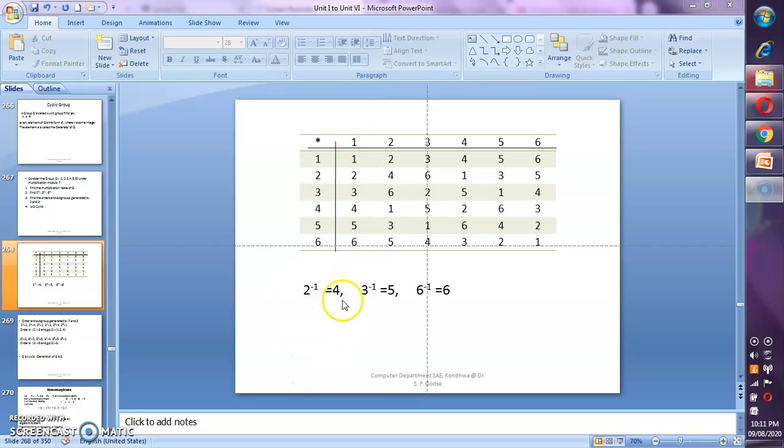So when I want to find the inverse of 2, I will see in the row of 2 where the output is 1. Here the output is 1. We know that an element multiplied by its inverse element will give the identity element. So in this case 2's inverse is nothing but 4, 3's inverse is nothing but 5, and 6's inverse is nothing but 6. So these are the results for the inverse elements.